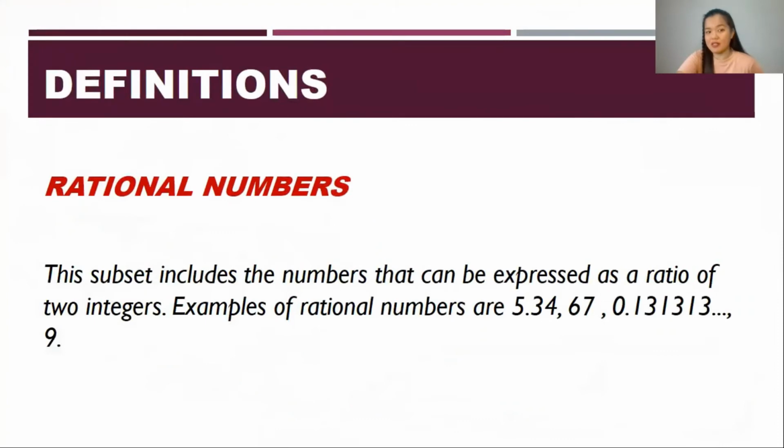The next thing we are going to define is the rational numbers. This subset includes the numbers that can be expressed as a ratio of two integers. So examples are 5.34, 67, 0.131313, 9, 1/2, 1/4, 1/5, ganun.